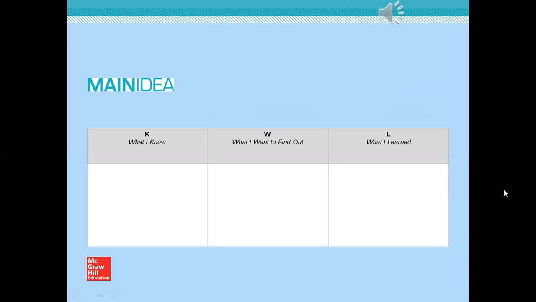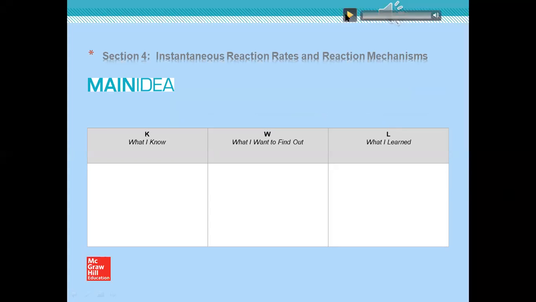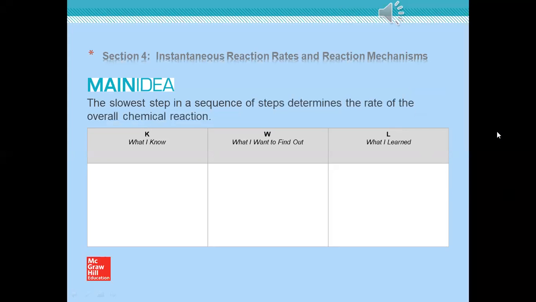First lesson will be called instantaneous reaction rates and reaction mechanism. Can you listen, please? Section 4, Instantaneous Reaction Rates and Reaction Mechanisms. The slowest step in a sequence of steps determines the rate of the overall chemical reaction.